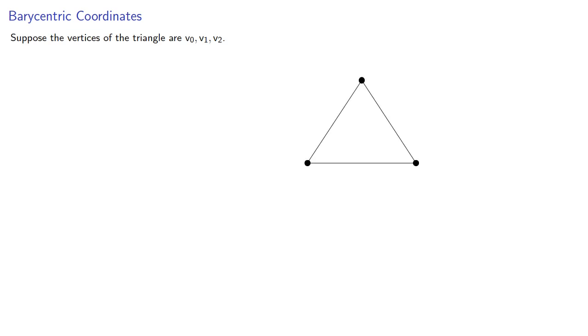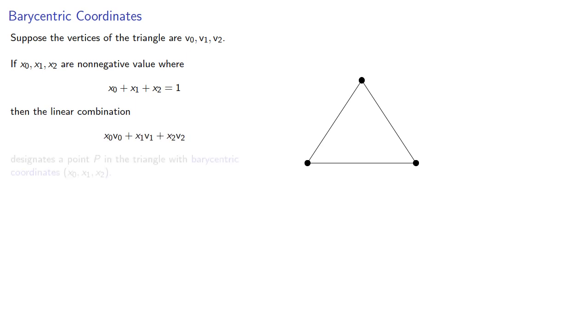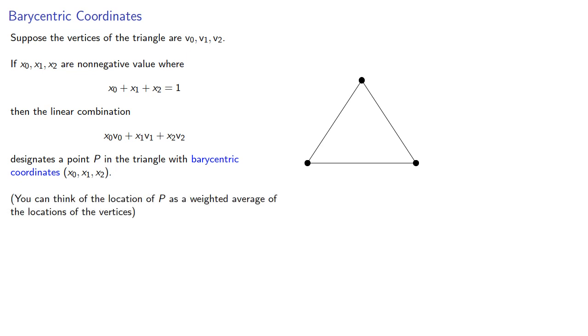Suppose the vertices of a triangle are v0, v1, v2. If we have three non-negative values x0, x1, x2 whose sum is 1, then the linear combination designates a point P in the triangle with barycentric coordinates x0, x1, x2. You could think of the location of P as a weighted average of the location of the vertices.